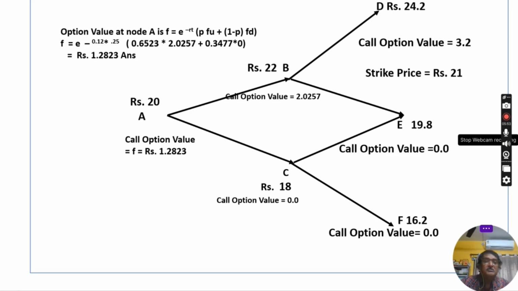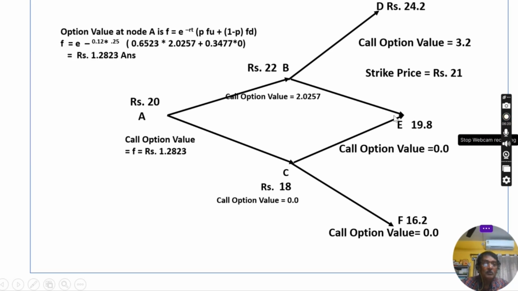In my previous video I discussed how to find out the single step binomial option pricing model. Now you can solve this problem step by step. First, considering this call option value, this and this, you can find out the option value at this point by applying the previous method.